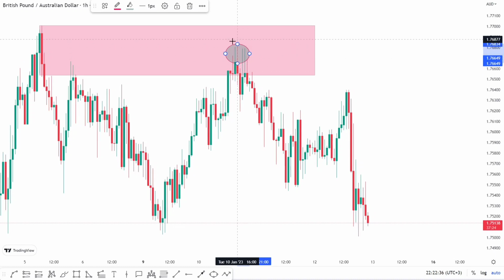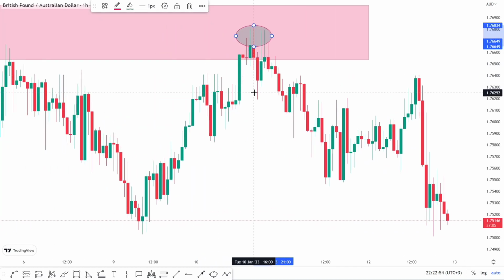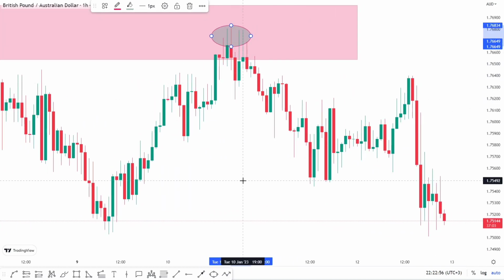Now after getting that rejection, all I'm waiting for is confirmation that sellers are strong. If we get confirmation that sellers are strong, that will be enough for me to get into a bearish trade. As usual, most of the time I look for a long candlestick, because a long candlestick indicates strong momentum.